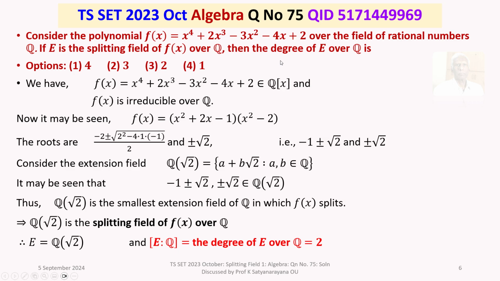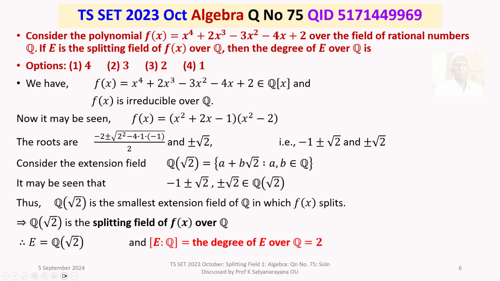What is to be found? We have to find the degree of E over Q. What is the degree? Degree is the dimension of the vector space E over Q. So what is the dimension of E over Q? First we have to find out the basis for Q(root 2). The basis for Q(root 2) is 1 comma root 2. How many elements? 2 elements.